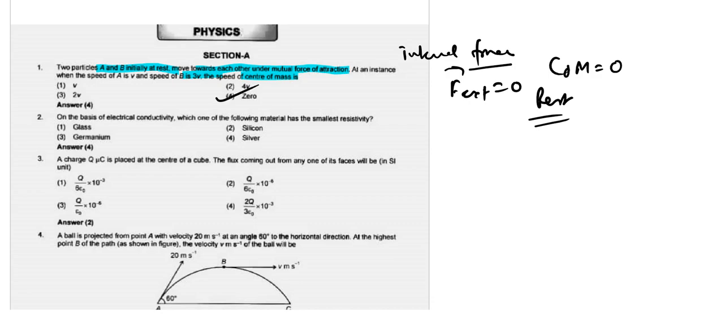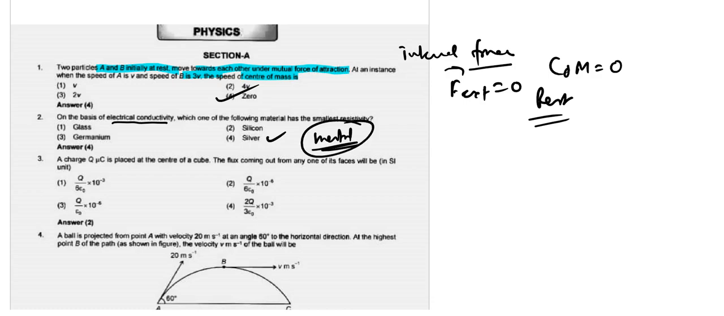Next is, on the basis of electrical conductivity, which one of the materials has the smallest resistivity? So here the answer is silver. Silver is the only metal among the given options where the resistivity will be the least. So this is the metal, so resistivity is the least.